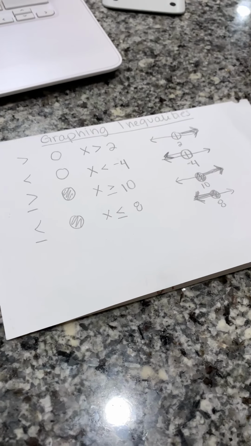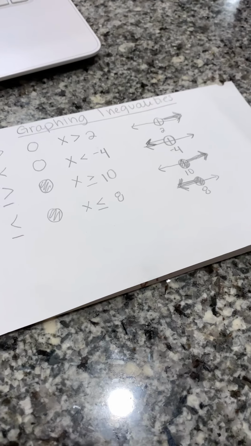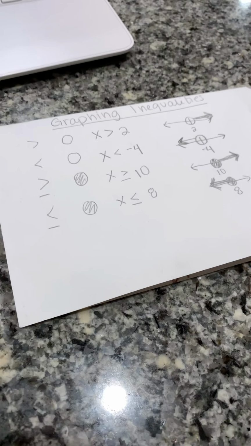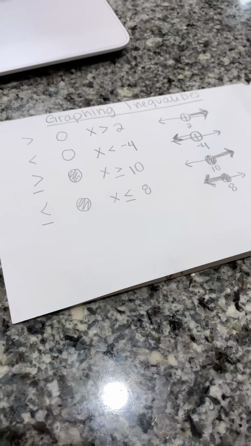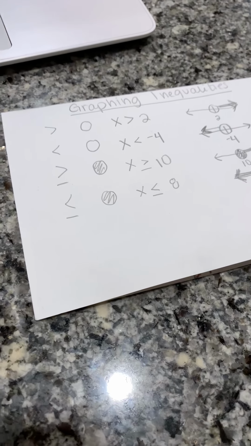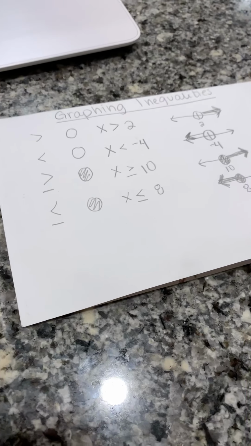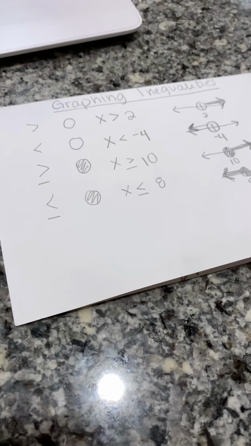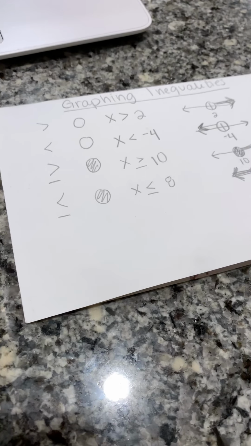equal to 8. The final thing that we're going to talk about is what happens whenever we multiply or divide by a negative number. When you are solving your inequality, if at any point you multiply or divide by a negative number, don't forget to flip your inequality sign.